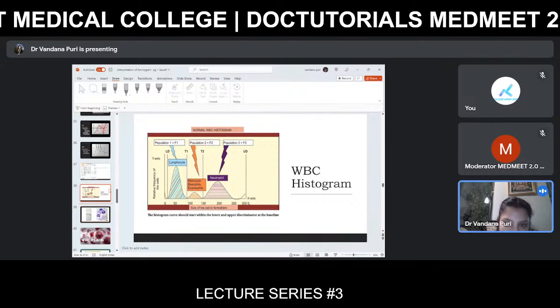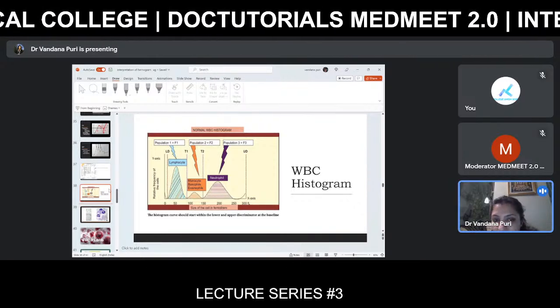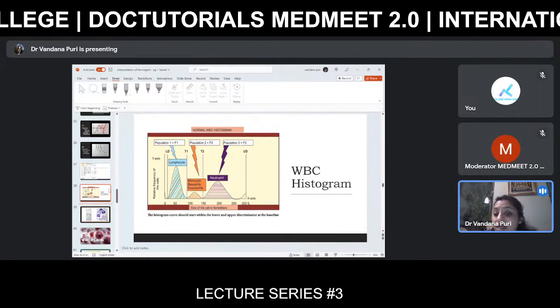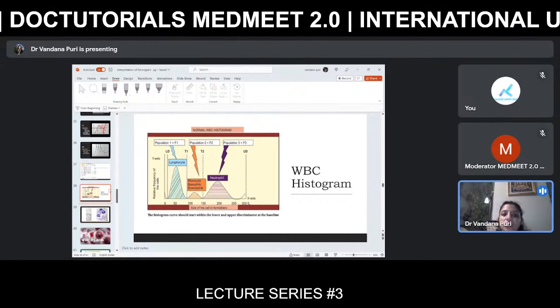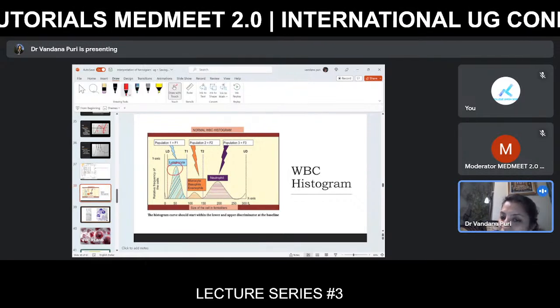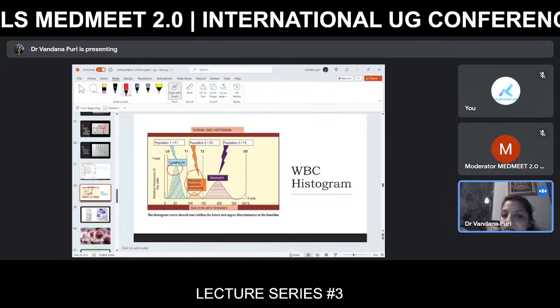Let's look at this graph, guys. So this is your WBC histogram. When we talk about the WBC histogram, you know WBCs are bigger than the RBCs, so it's going to come into the third stage. The smallest cells that we're going to get here are lymphocytes, because they have the smallest nucleus. And then we have all the mixed cells, which come in the center.